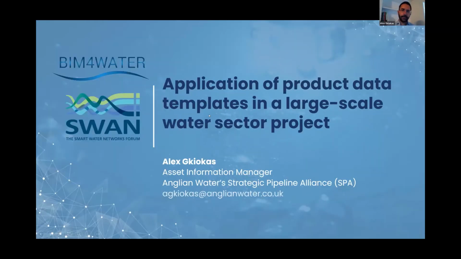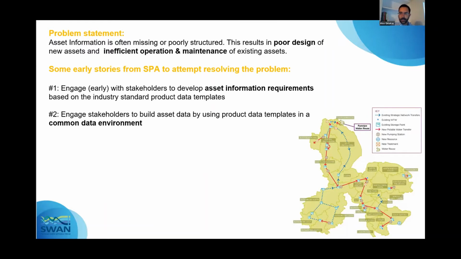Hello, everybody, and thanks for joining this webinar. I'm going to talk about an application of product data templates in a large-scale water sector project. My name is Alex Giokas, and I'm representing the Strategic Pipeline Alliance, which is an alliance formed by Anglian Water to increase the water supply resilience in the whole region. The program involves design and build of about 300 kilometers of trunk main. It involves pumping stations, service reservoirs, valving arrangements, and construction has already begun and is due for completion in 2025.